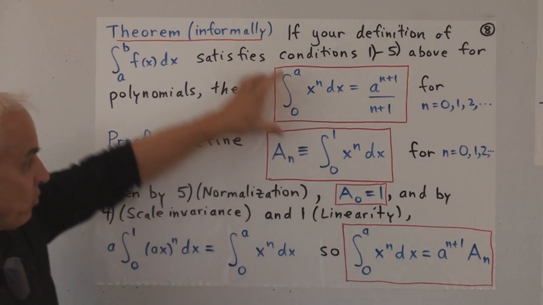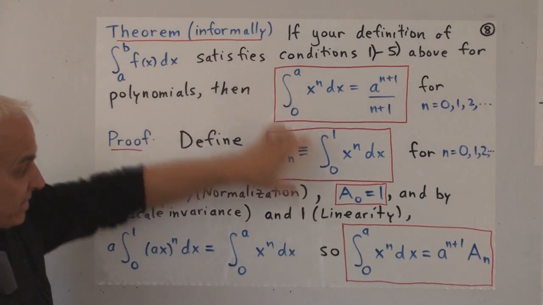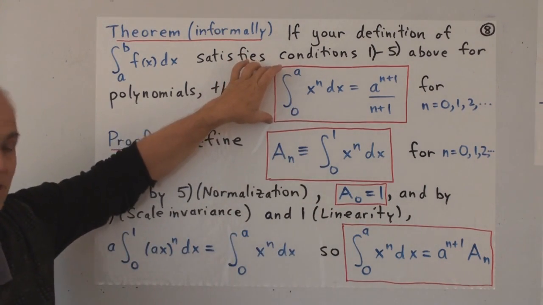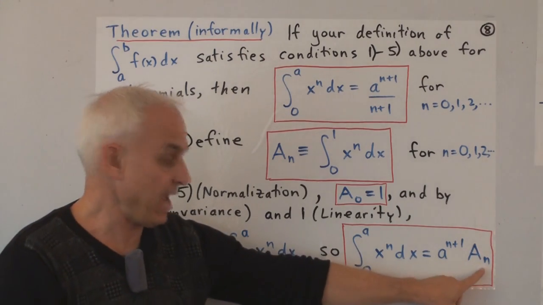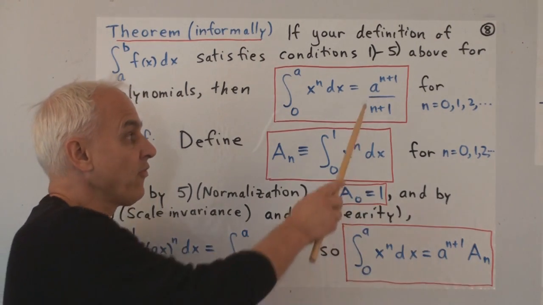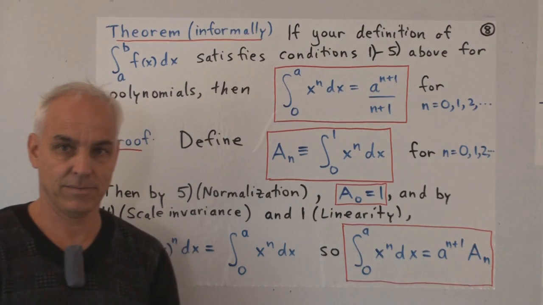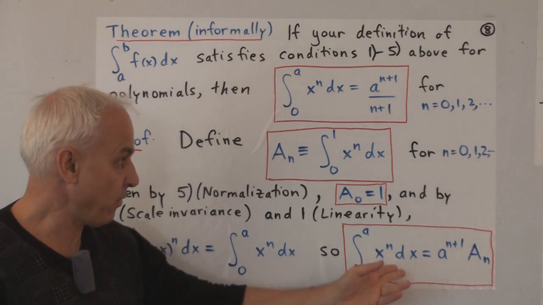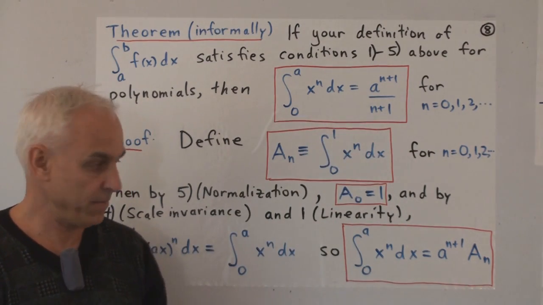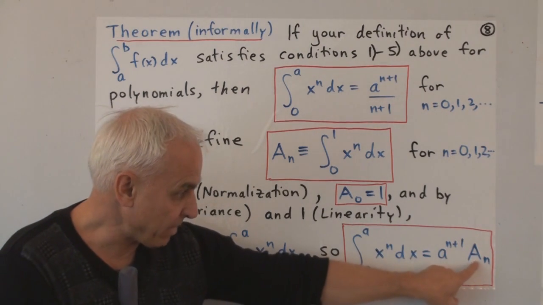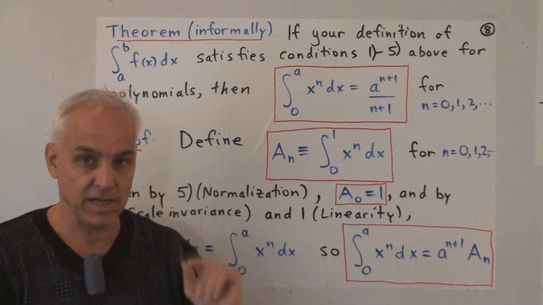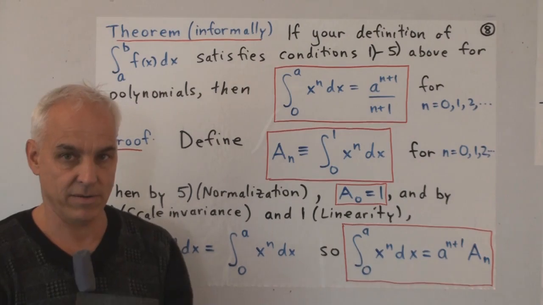And now comparing that to what we want, we see that we'll be finished if we can prove that A sub n equals 1 over n plus 1. If we can do that, then we will have established Cavalieri's formula. So we want to prove that capital A sub n actually is 1 over n plus 1.